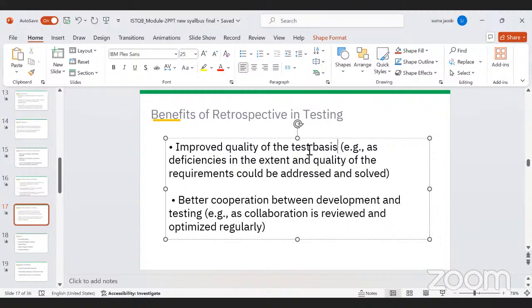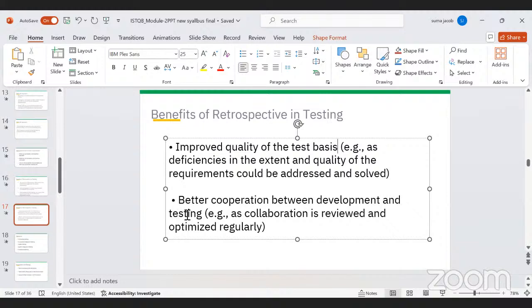So, there can be more meetings with the corresponding stakeholders to clarify the test basis or the ambiguities in the test basis, which will result in a more accurate and comprehensive test basis. And finally, better cooperation between development and testing.